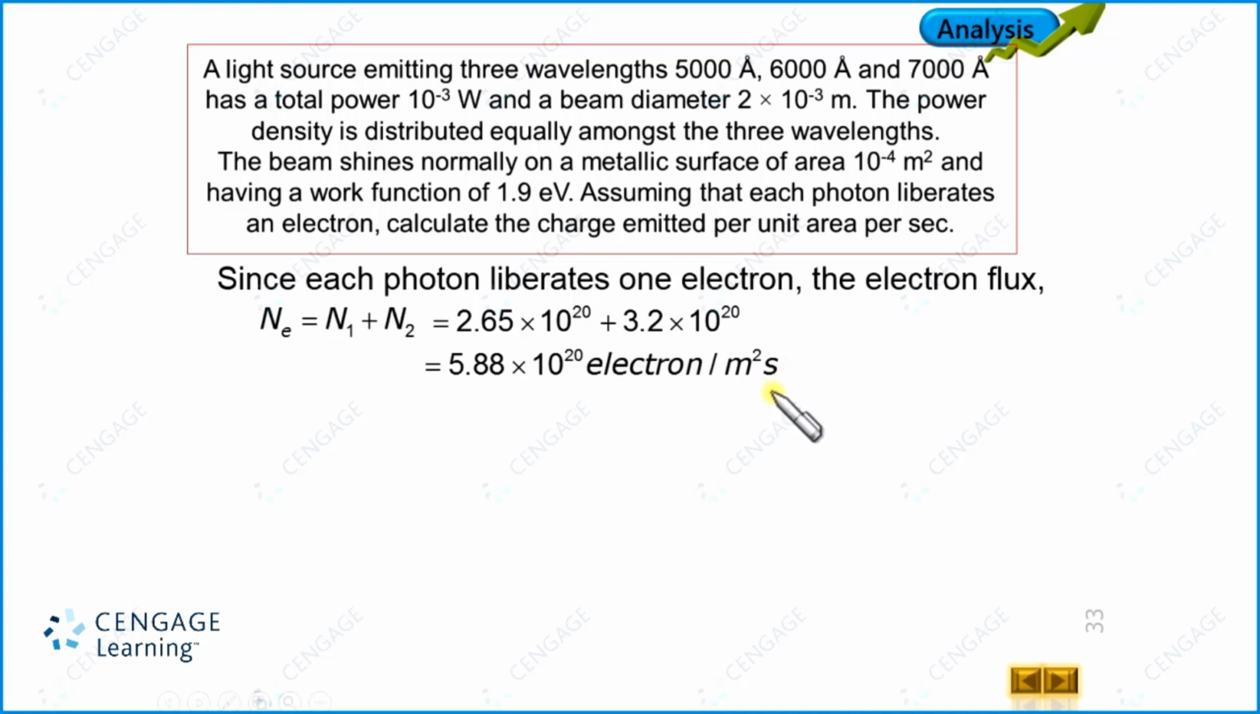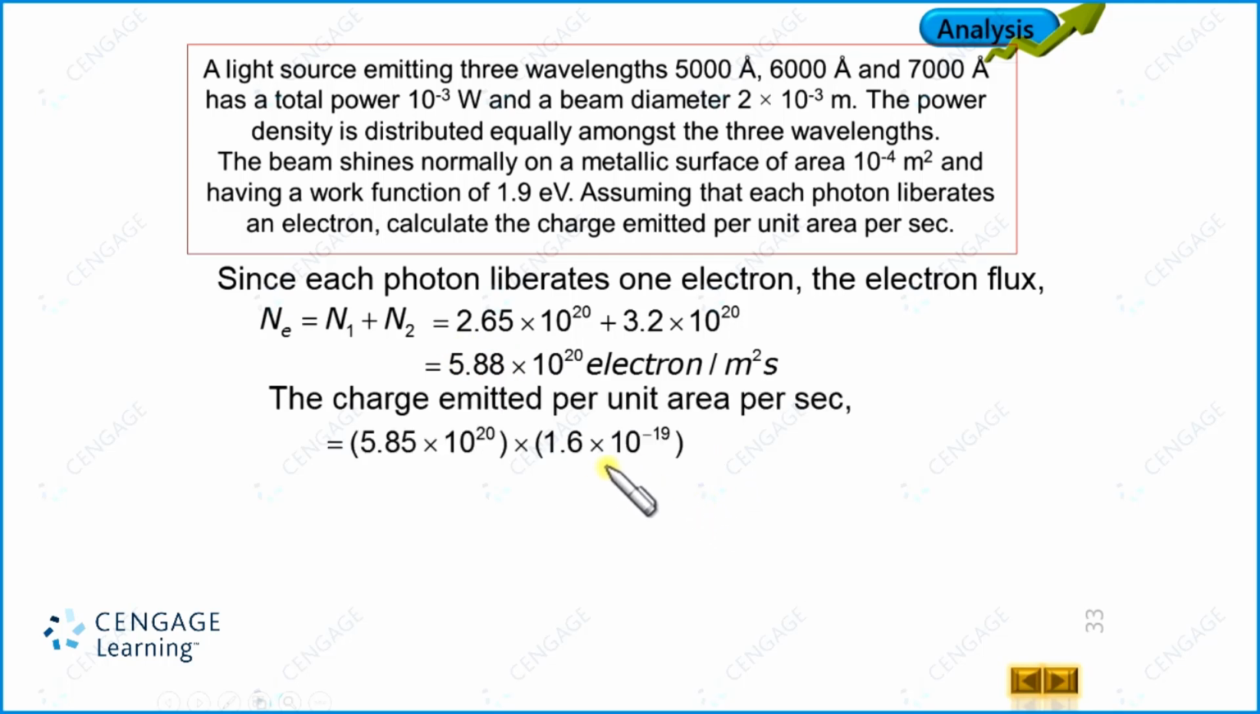Now we can calculate the charge emitted per unit area per second. These are the electrons per unit area per second. That means if we multiply this quantity by 1.6 into 10 to the power minus 19, we can find the charge emitted per unit area per second. So let us multiply this quantity by 1.6 into 10 to the power minus 19. After calculation, we will get 94 coulomb per meter square second. This is the required value. Now let us move to the next illustration.